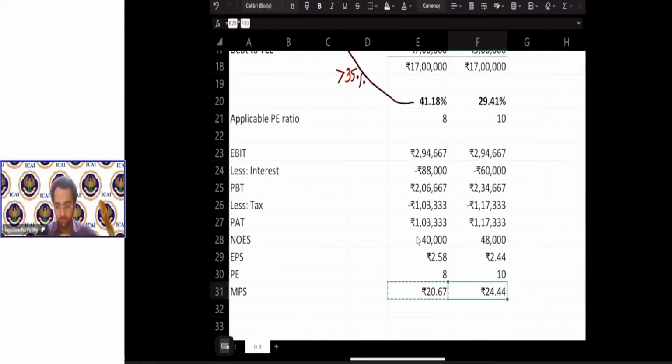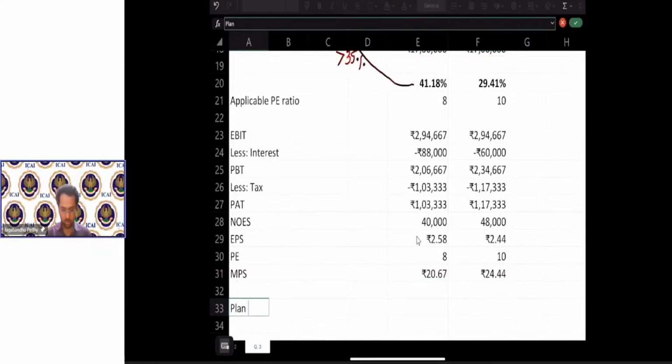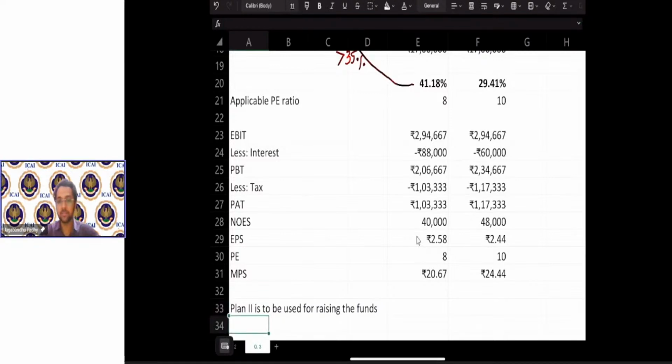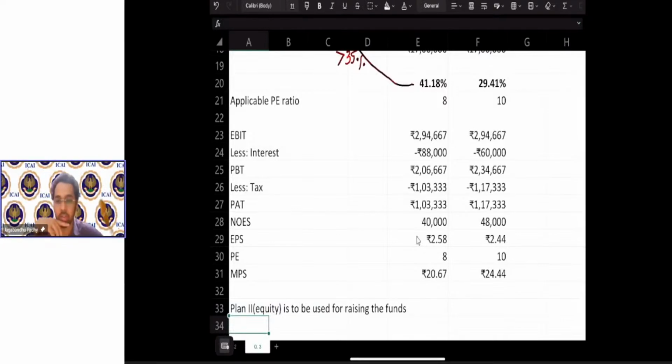Which one is the correct plan? Of course, plan two is going to be the better plan. So plan two is to be used for raising the funds. Correct? The equity plan, plan two, is to be raised for raising the funds, right?